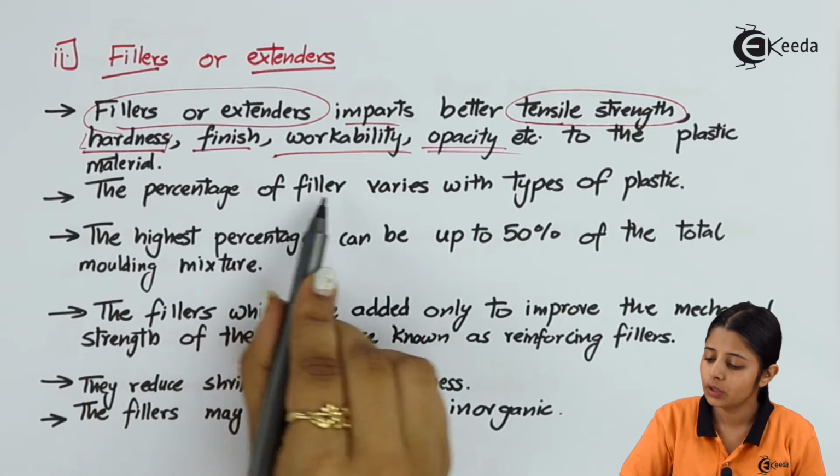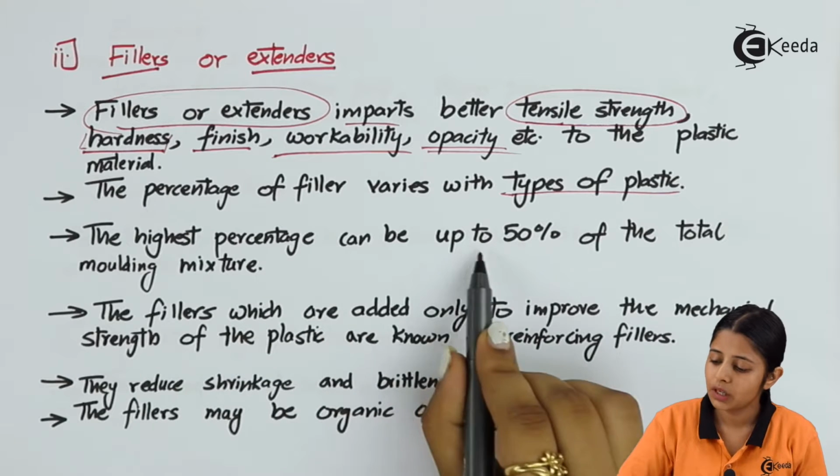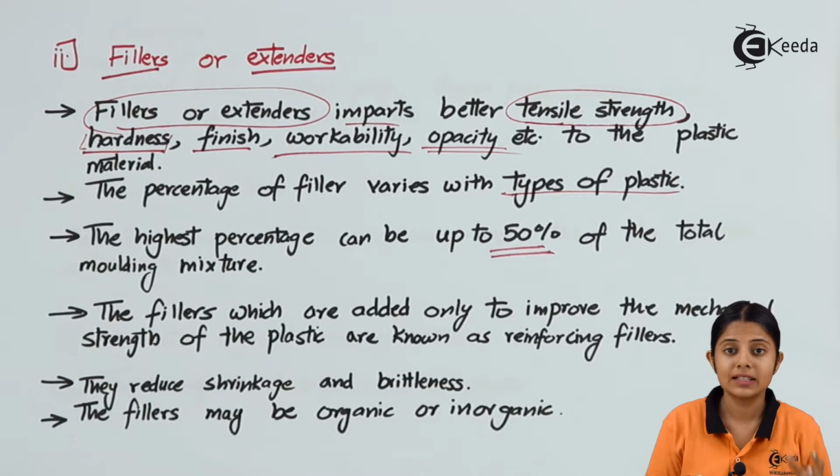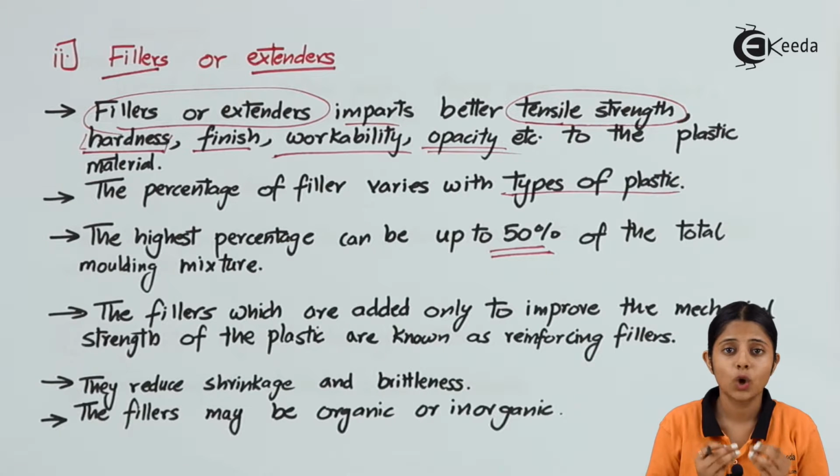The percentage of filler varies for the type of plastic. The highest percentage can be up to 50%. Now the highest percentage of addition of filler can be only up to 50%. The other 50% has to be my normal plastic. Now that is because if I add more fillers to the plastic than the original composition of the plastic, then the plastic will not retain its original properties and it will start behaving like only the filler. And that is the reason why the highest percentage or the amount of fillers I can put into plastic is only up to 50%.